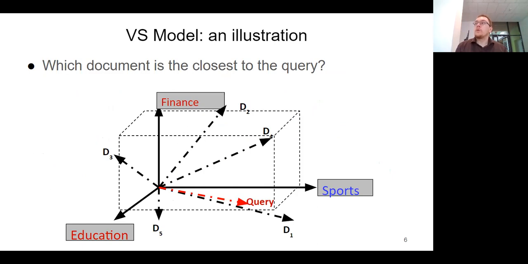What do you think? Which document here will be the closest to the query, just in your perception of the situation? Which one should be returned at the first place in ranking, given the query, which is the red arrow? D1. Why?